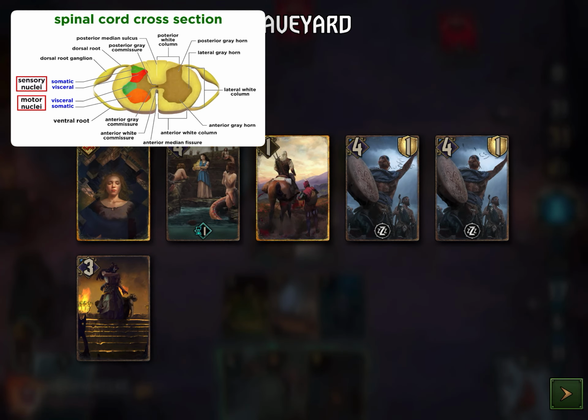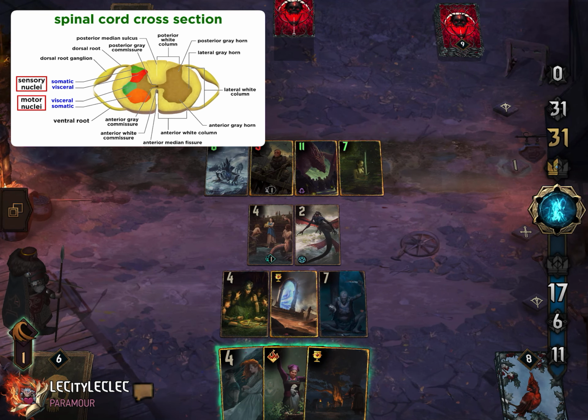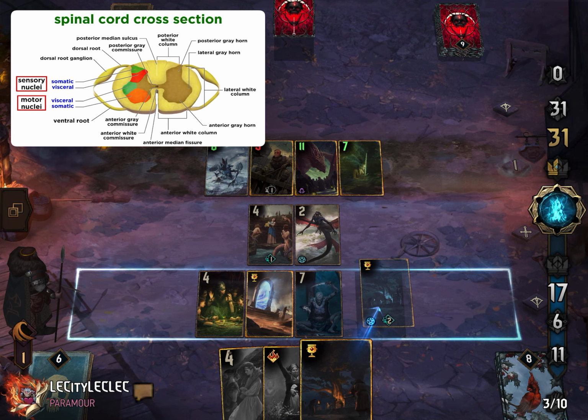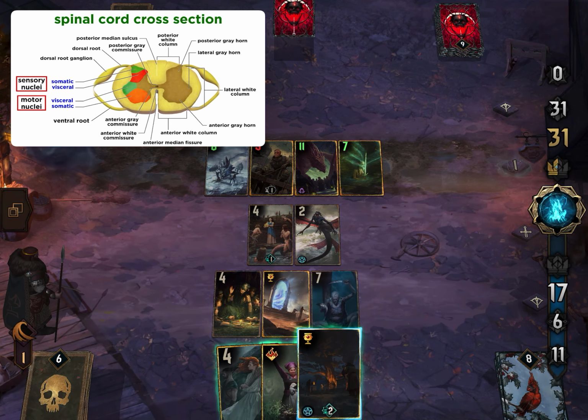stem from 4 zones: somatic sensory, visceral sensory, visceral motor, and somatic motor.